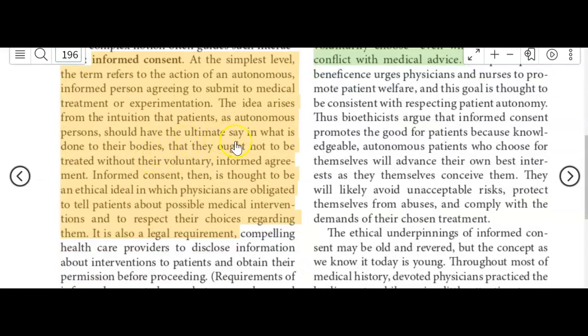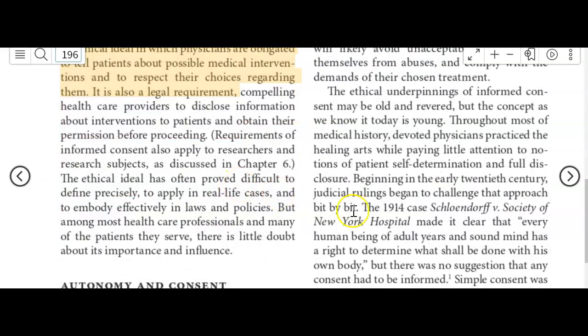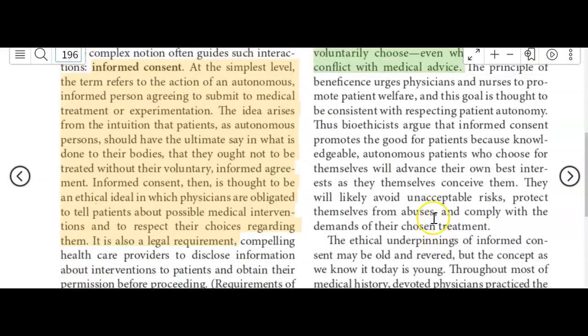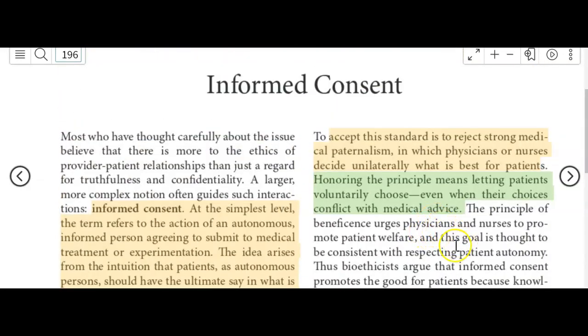People have to have the ultimate say in what's done to their bodies. They cannot be treated without their voluntary and informed agreement. And honoring this principle means letting patients voluntarily choose, even when their choices conflict with medical advice. Even if the doctor really thinks this surgery is the best thing, you have the right to say, no, I'd rather do it a different way.